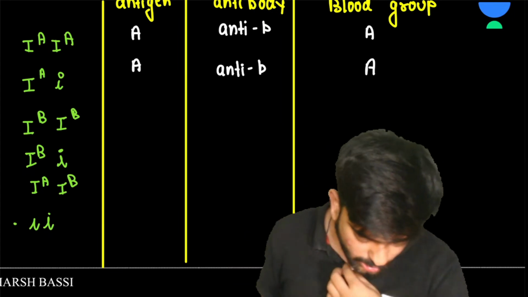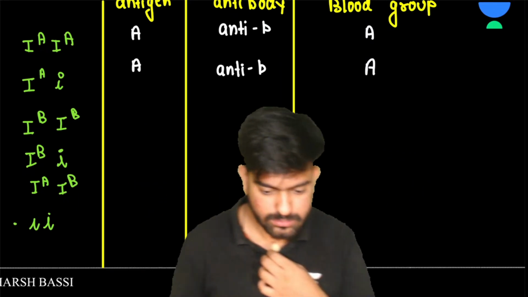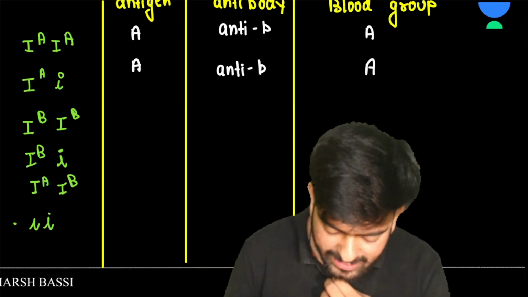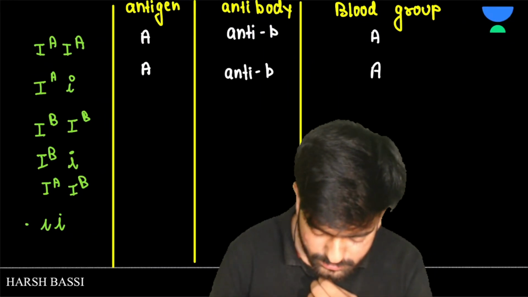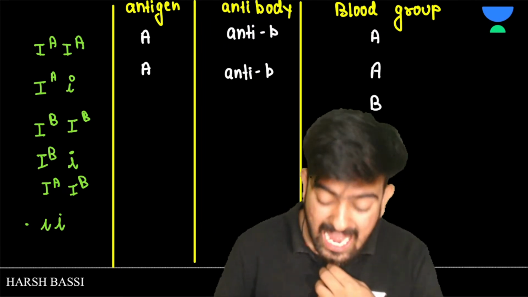See? Now you won't be able to forget this, right? Again, we have B and B. So the blood group will be what? The blood group will be B.